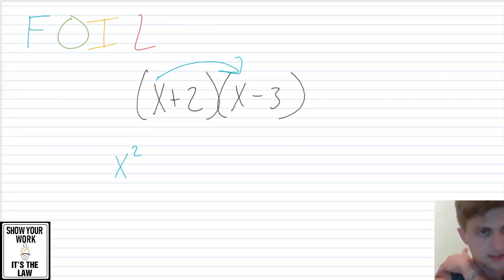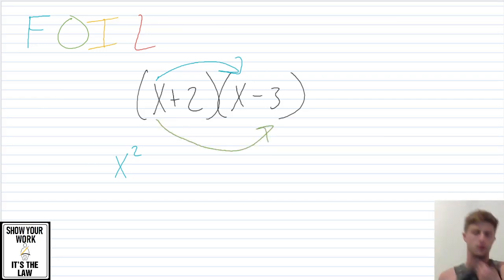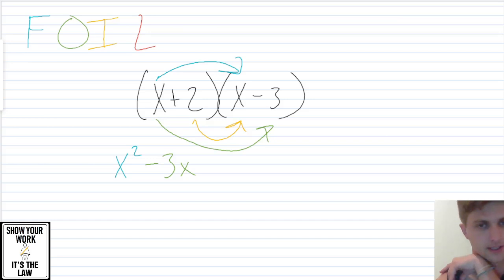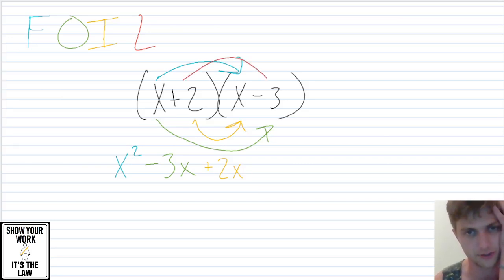Then we're going to do the outside terms, which is, look at the whole group. X is on the outside here, and 3 is on the outside. We're talking like the outside of what we're looking at. So x times negative 3 is negative 3x. And then we're going to do the inner, and that's just these guys right here. So positive 2 times x is going to give us a positive 2x. And then lastly, L stands for last. So we're going to multiply the last terms together. So we're going to multiply positive 2 times negative 3, which gives us a negative 6.